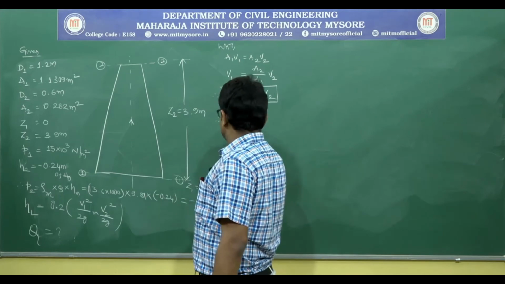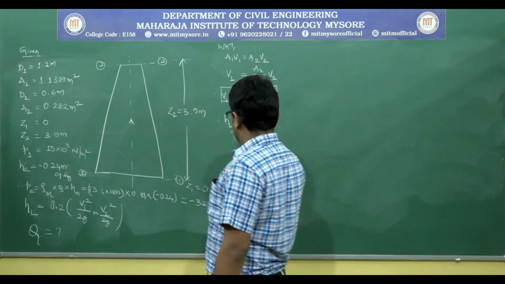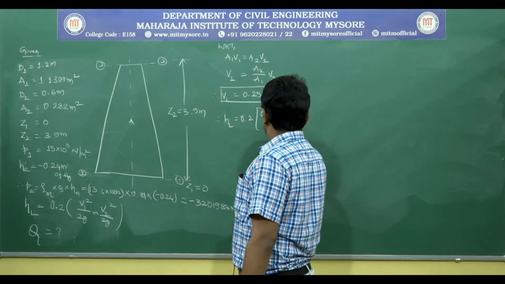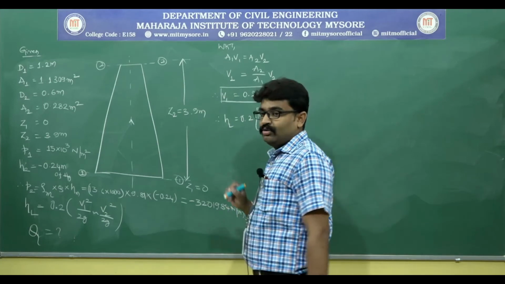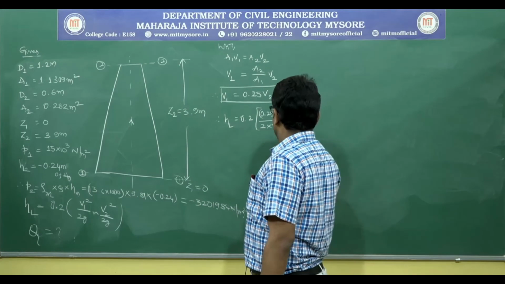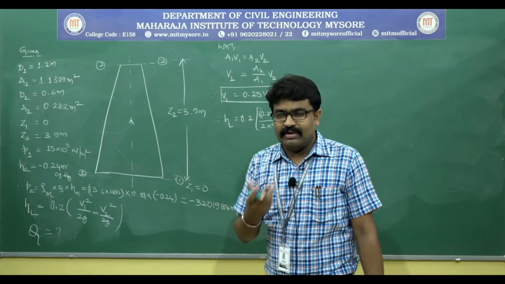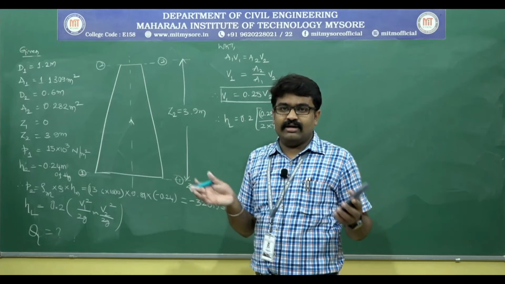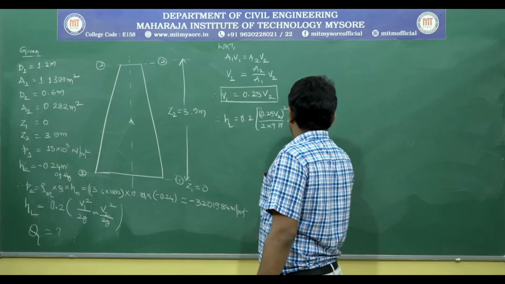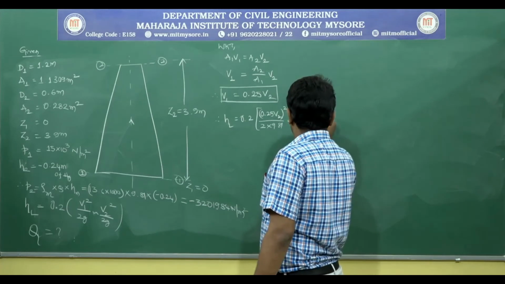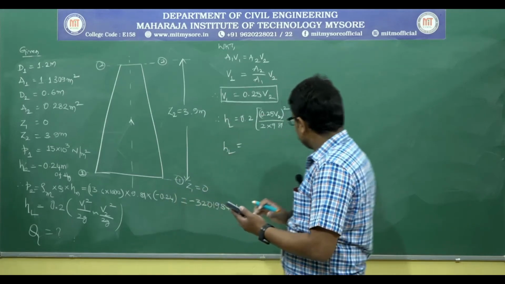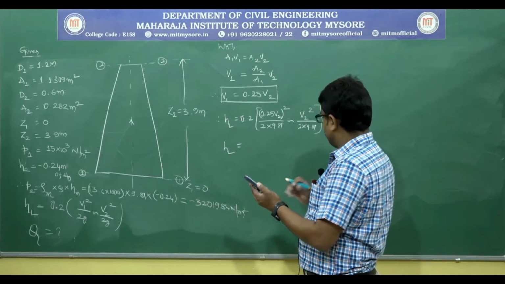Therefore, HL is equal to 0.2 into what is V1? In place of V1, I will write 0.25 V2. V1 square means 0.25 V2 whole square divided by 2 into 9.81, difference. Whether you get minus sign or not, it is immaterial here because it is difference. V2 square divided by 2 into 9.81. So, HL will be 0.25 whole square.